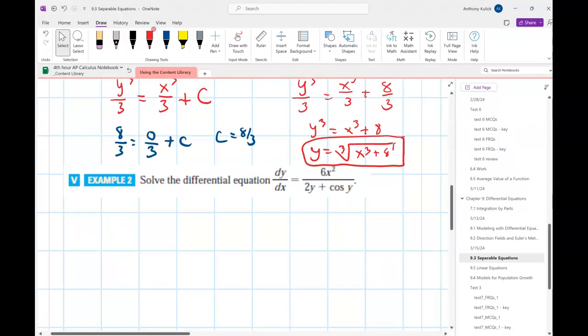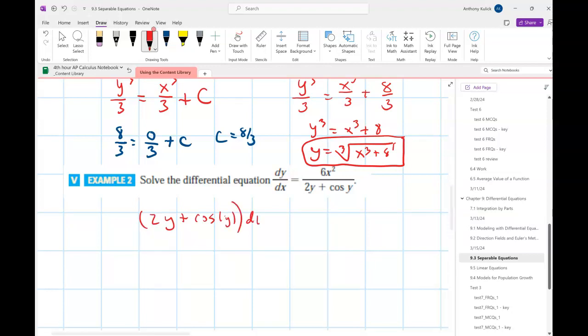So again, I want to get the y's on one side, the x's on the other. So let's multiply both sides by 2y plus cosine y, and then both sides by dx. Integrate both sides. The antiderivative of 2y is y squared. What's the antiderivative of cosine? Sine y, because the derivative of sine is just cosine, right?